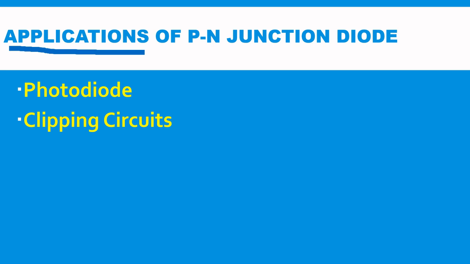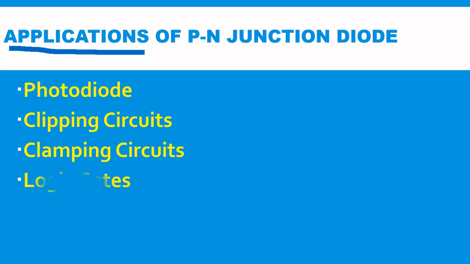Diodes can be used in clamping circuits as well, which is the next application of diode. Clamping circuits control the levels of voltage so that waveforms don't exceed certain threshold values. The diode can be used to clamp by redirecting the waveform and preventing it from exceeding a certain specific level of voltage. Logic gate is the next application.